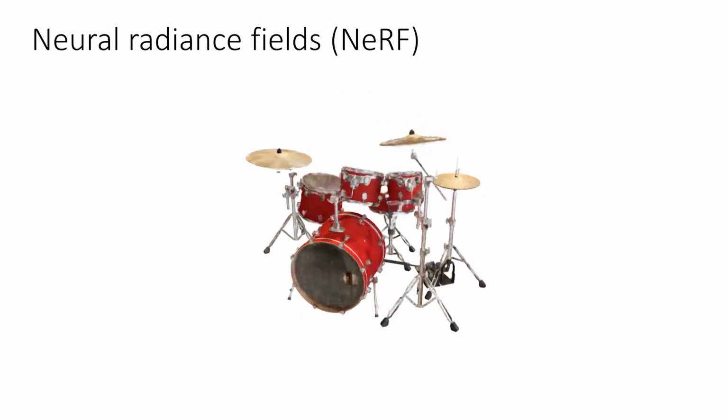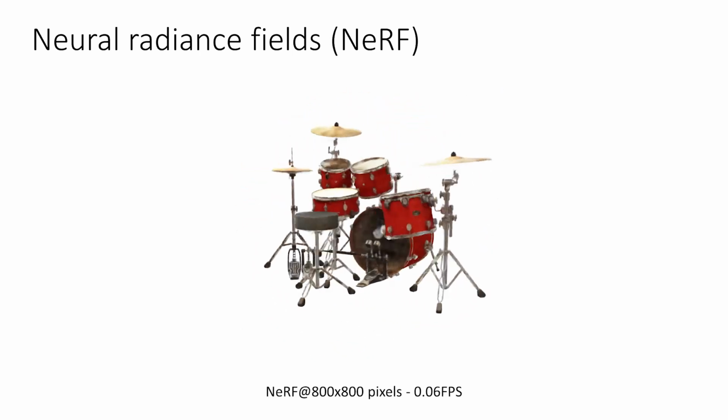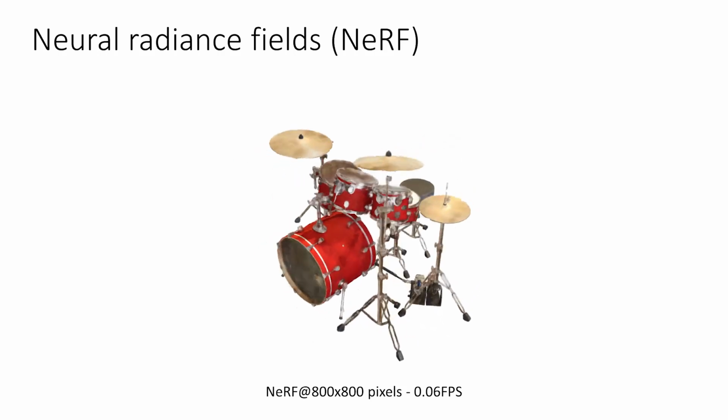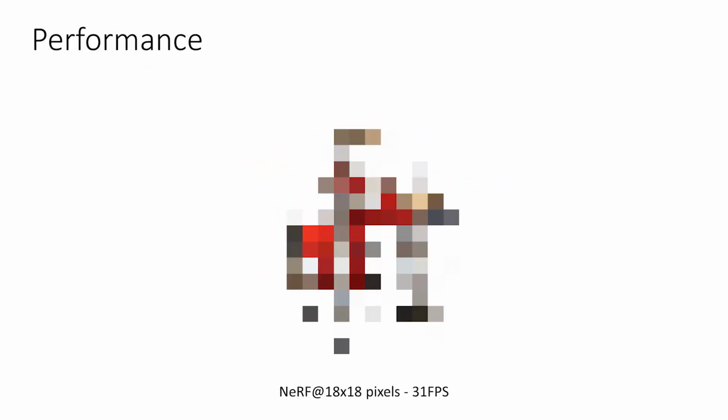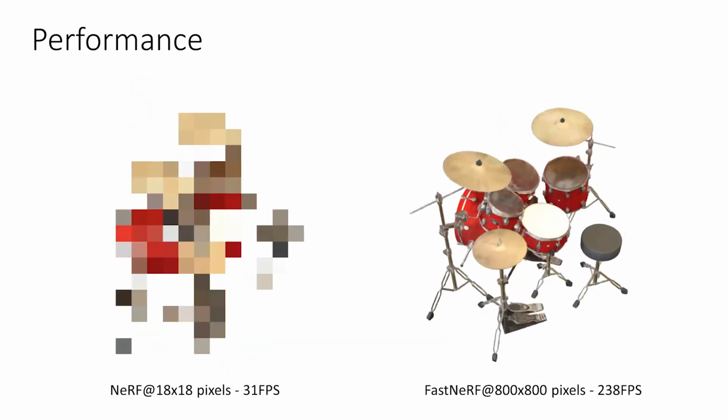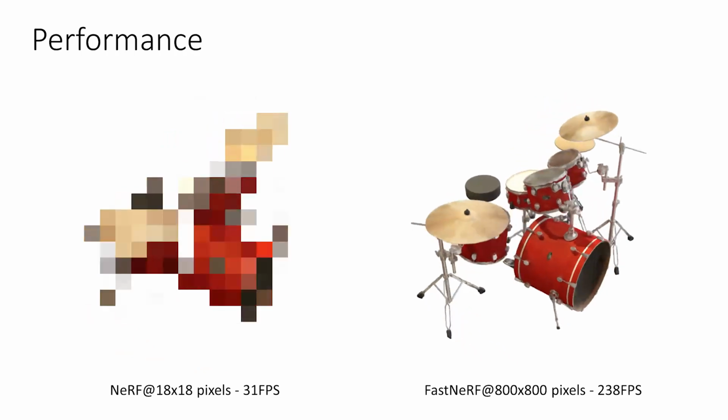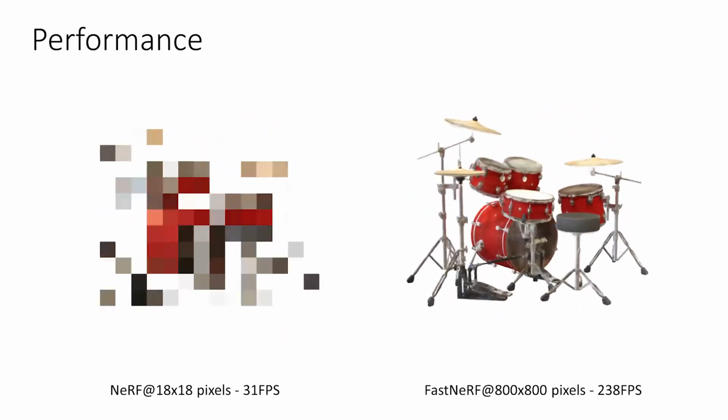The one downside of NeRF is that it takes dozens of seconds to render a single image. This means that in order to run NeRF at interactive frame rates, resolution needs to be drastically reduced. To overcome this limitation, we introduced FastNeRF, a method that accelerates NeRF's test time speed by 3000 times while largely retaining visual quality.